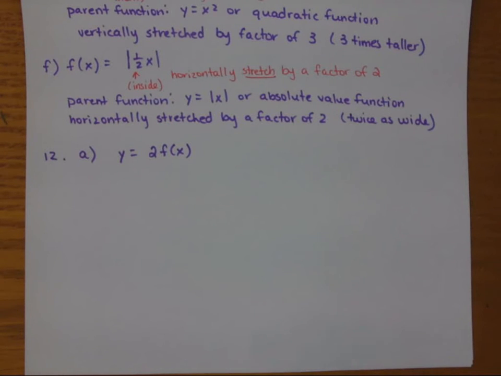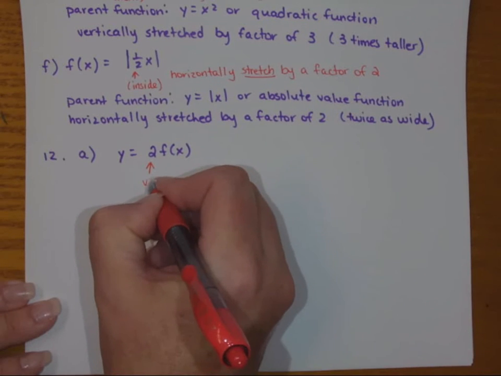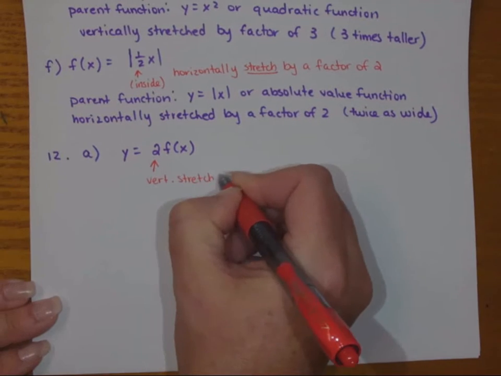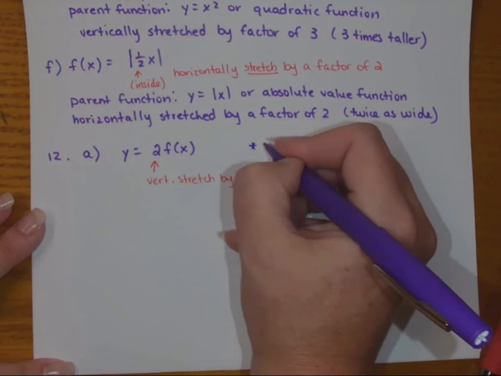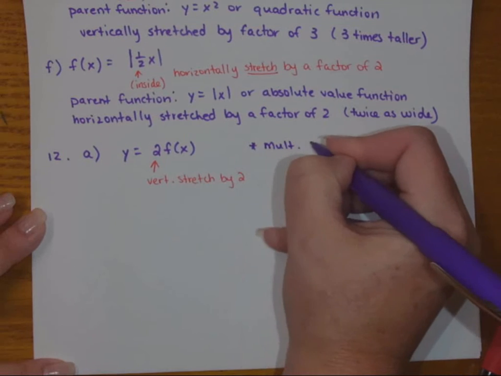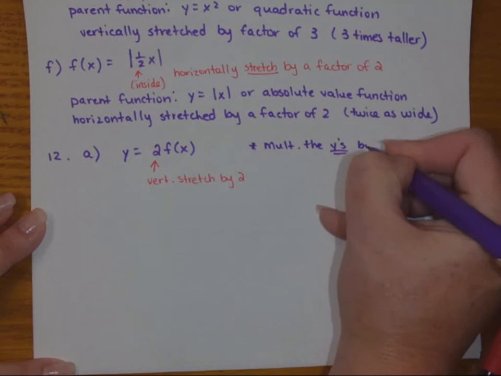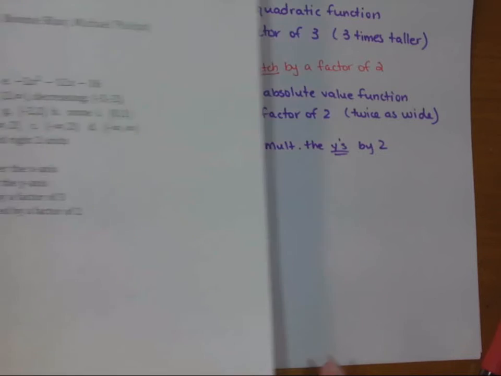Okay, just know that we need to change the y's, right? This is a vertical stretch by 2. So what this means is you're going to need to multiply the y's by 2. Okay, you do nothing to the x's. So if you look at your key that I'm going to send out a little bit later, you'll see how that's true, but this is the way that it looks.